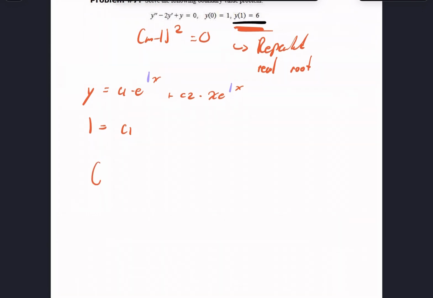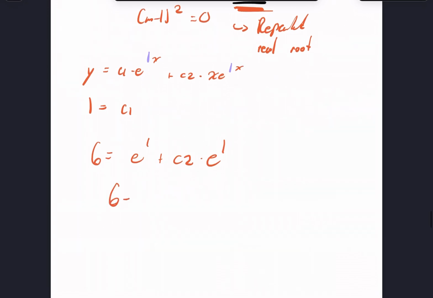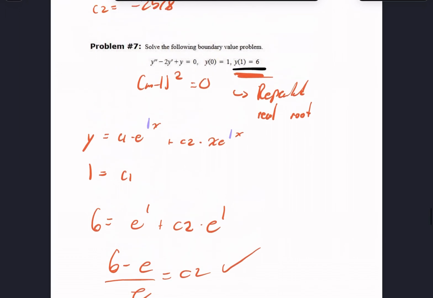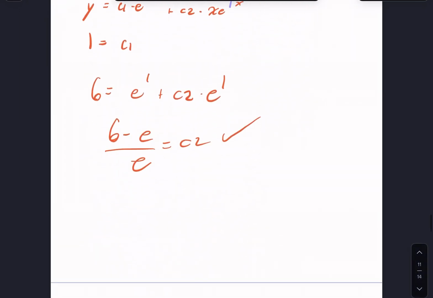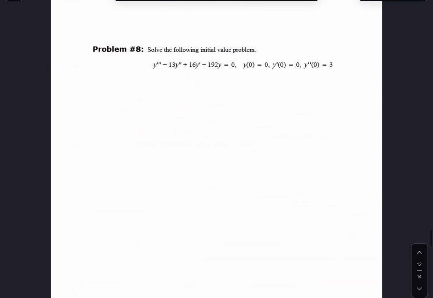My bad, guys. So you get 6 equals e to the 1 plus c2 times e to the 1. So you get 6 minus e over e equals c2. And this is the correct one. So yeah, I didn't clock it in. I also haven't had coffee yet, so mind that. But yeah, that is question 7.